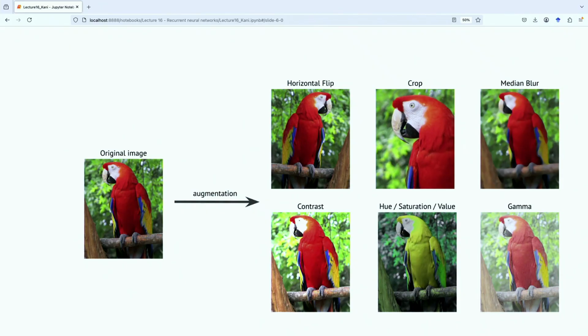You could flip the image horizontally. Again, parrots don't always have to face the left. They could face the right. So that will make the image slightly different. You could blur the image. You can make the image a larger contrast. You could change the saturation or even the colors. I mean, parrots have all sorts of different plumages. And you could change the gamma value to get all sorts of different images, right? So from this one image, you could get 10 or maybe 20 more images.